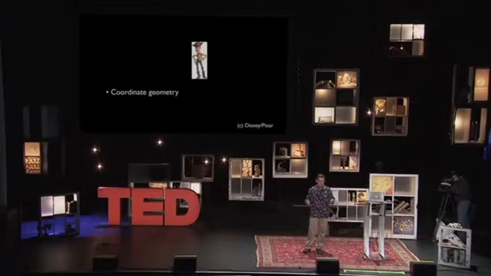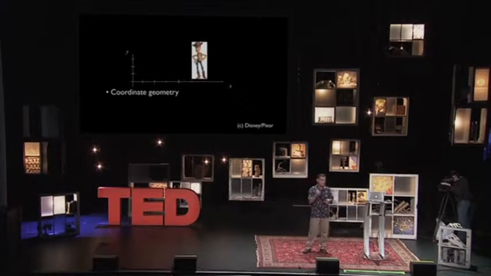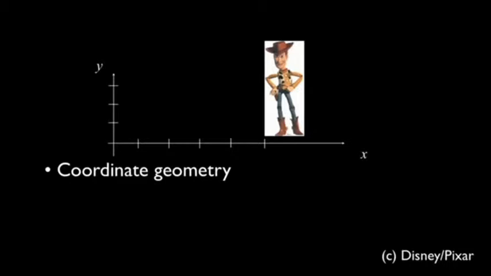So to bridge those two worlds, we use a mathematical concept called coordinate geometry, right? That is, we lay down a coordinate system with x describing how far something is to the right and y describing how high something is. So with these coordinates, we can describe where Woody is at any instant in time. For instance, if we know the coordinates of the lower left corner of that image, then we know where the rest of the image is.